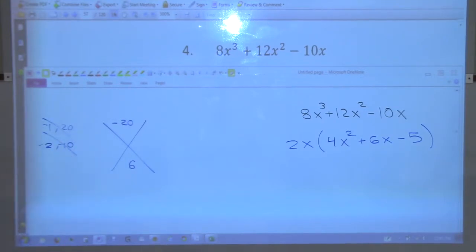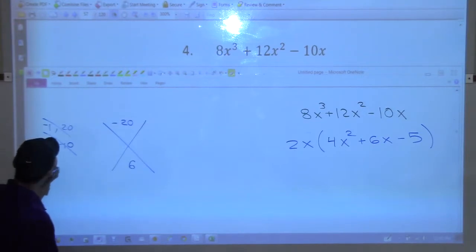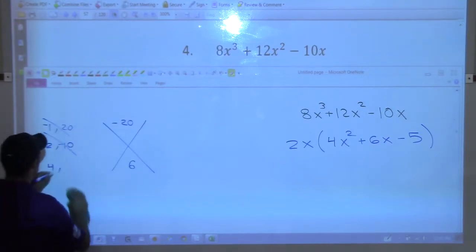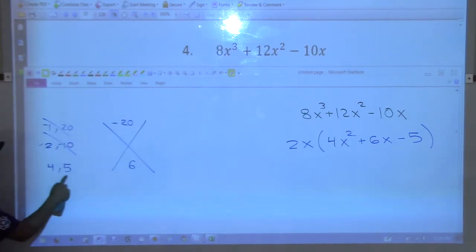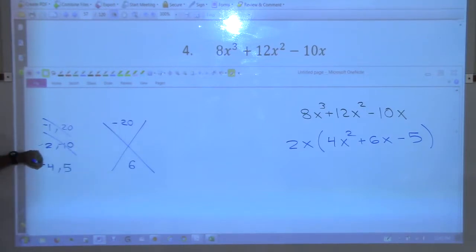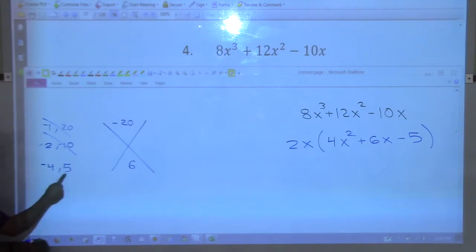So now you try another number. Does 3 go into 20? No. How about 4? Yes. 4 and 5? I'd have to make one of these negative, though, to make that negative 20. So again, it doesn't matter which way I do it. If I do the negative here, it adds up to be 1. If I do the negative the other way, it adds up to be negative 1.